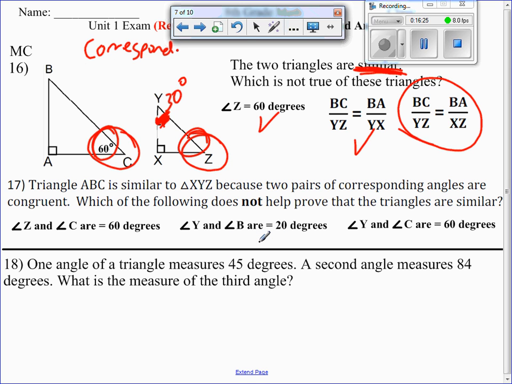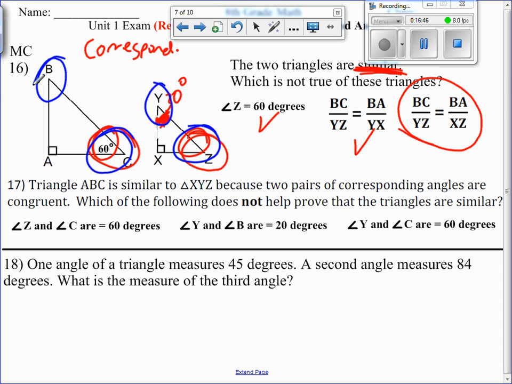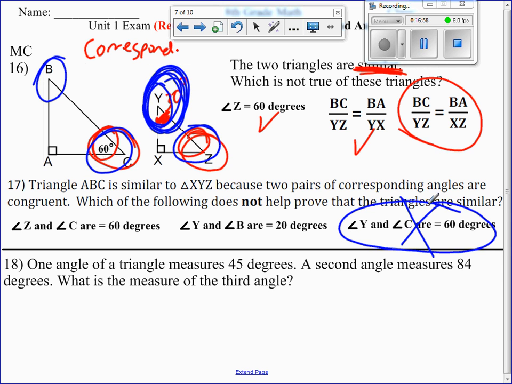Triangle ABC is similar to triangle XYZ because two pairs of corresponding angles are congruent. That's good. That's called the angle-angle similarity theorem. Which of the following does not help prove that the triangles are similar? Z and C are both 60. That does help us because they're the same. Y and B are both 20. If that was true, that would help us. We have to change that number. Y and C are 60. Well, look at that. Y is not 60 degrees. So that's wrong, so that doesn't help us. So that's actually the answer.